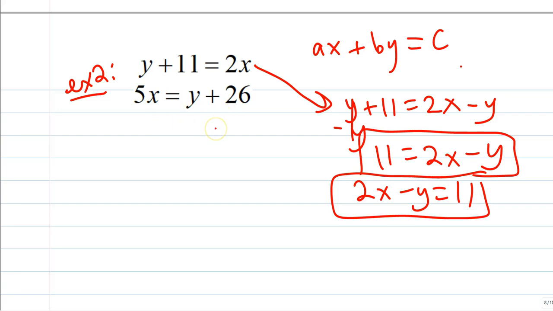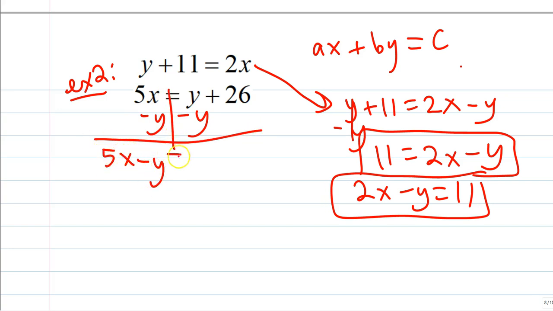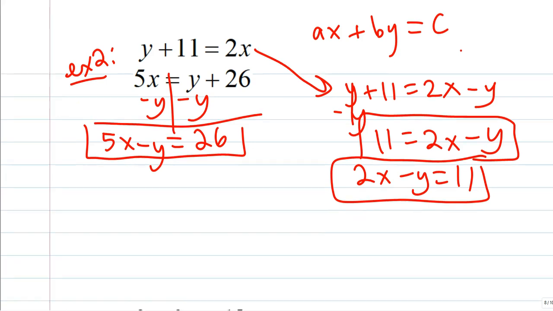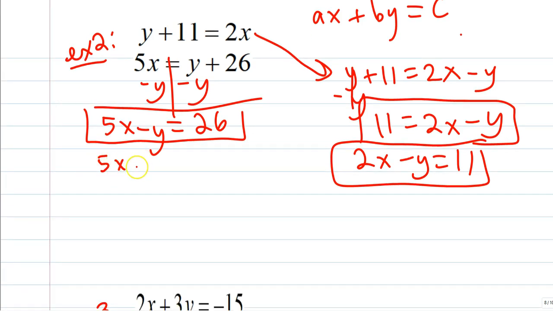Second one, are the x and y's on the same side? No. Minus the y. 5x minus y equals 26. Those are now in standard form. Are they ready to eliminate? Well, line them up. 5x minus y equals 26. 2x minus y equals 11. Those are not ready to cancel. The y's almost are though, right? Look, they're both a negative 1. If we could just make one of them positive, everything would eliminate.